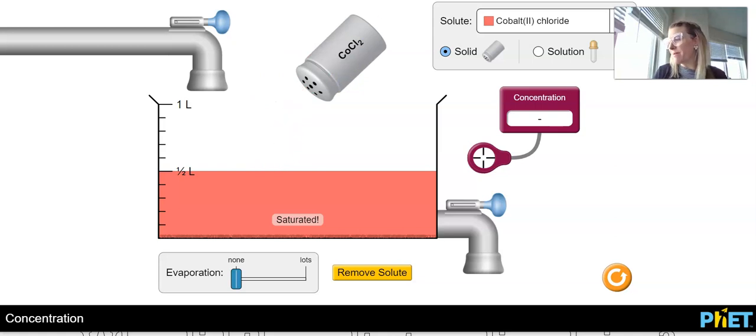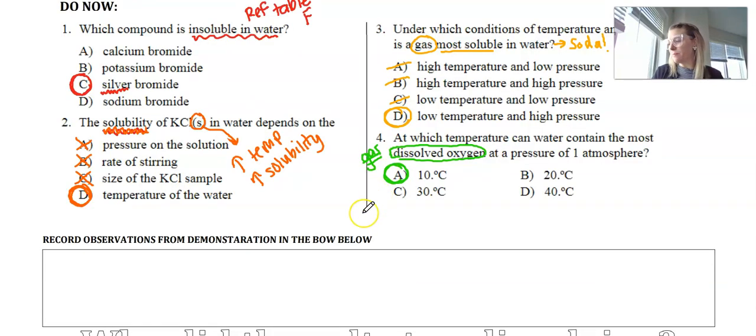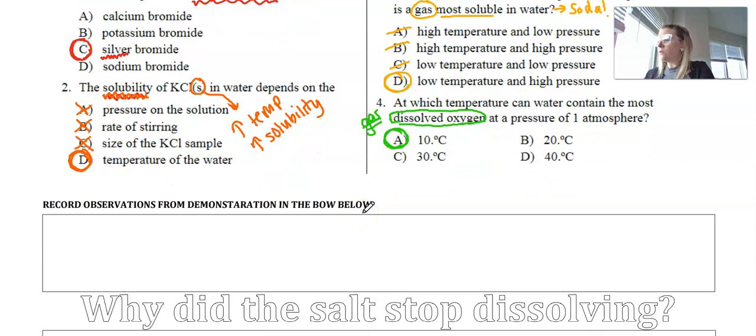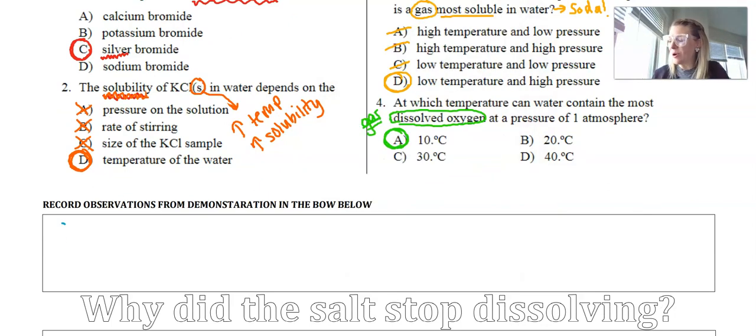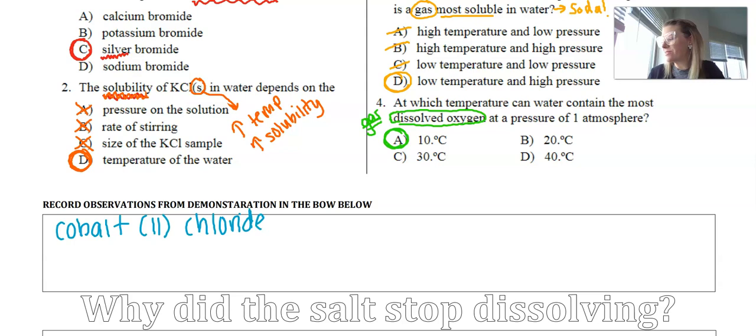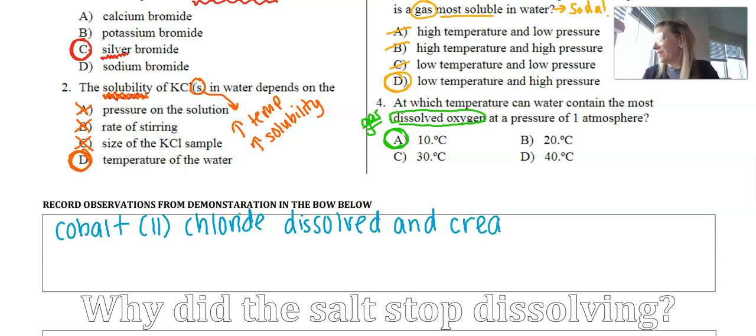So let's go ahead and flip back and note that in our observations. We saw that the salt, cobalt 2 chloride, dissolved and created a homogeneous solution.